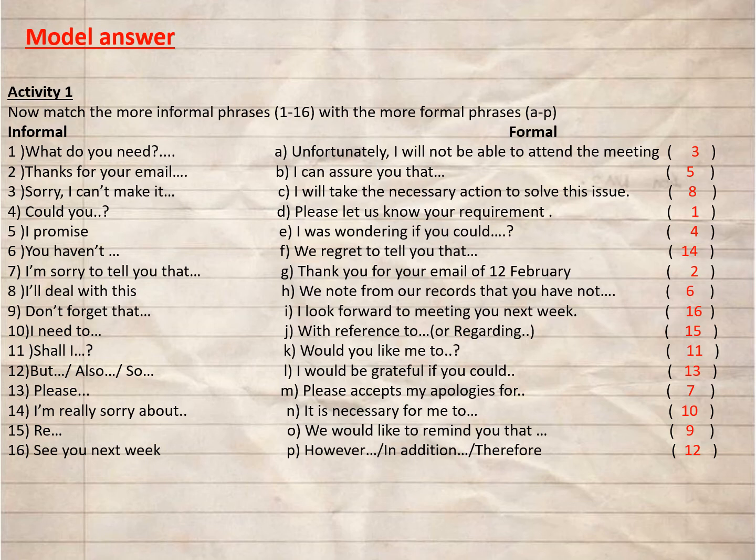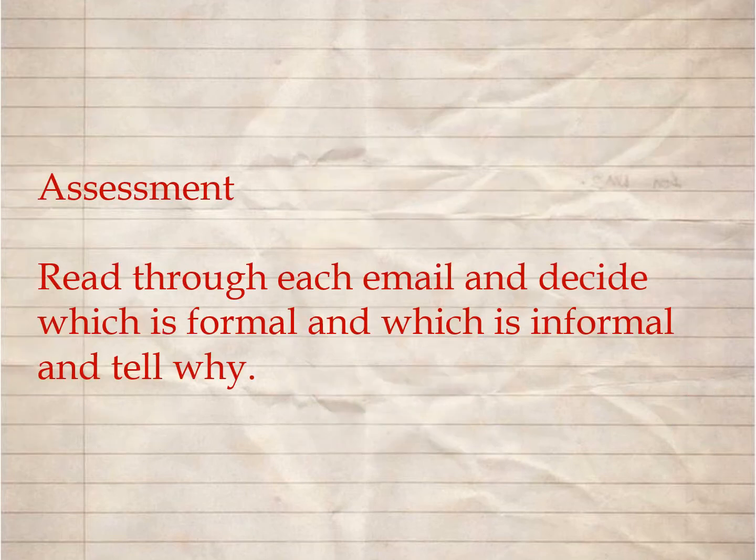So, unfortunately, I will not be able to attend the meeting. This is formal. If you want to write this sentence in the informal way, you go to sentence number 3. What is sentence number 3? So easy. Sorry, I can't make it. And so on. You will spend time on this paper. It is very important so that you can change from formal into informal.